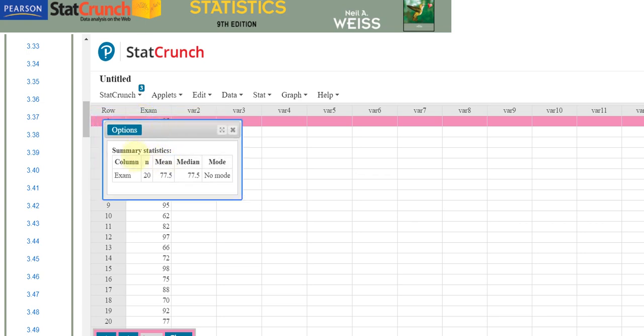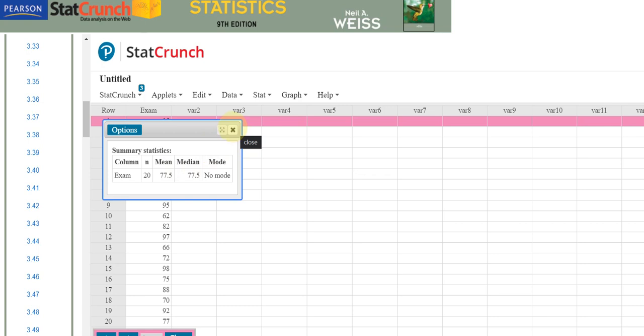The output reads the column variable is exam, the sample size is 20, n is sample size. Here's your mean, median and the mode. There is no mode, as we said, and the mean and the median are both the same. Okay, so that's how you compute mean, median, mode in StatCrunch. Very easy to follow.